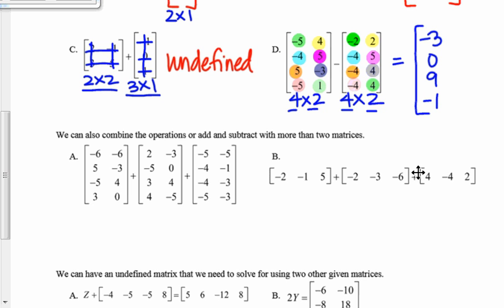Then I'm going back up to the top right. 4 minus 2, that's 2. 5 minus 5, that's 0. -3 minus 4 is -7. And then 1 minus 4 is -3. And there we go. That's my answer.